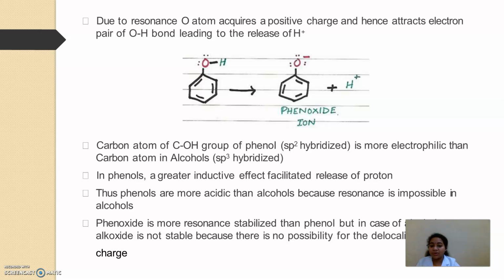The second reason is that the carbon atom of C-OH in phenol is sp2 hybridized, which we discussed already. For example, if you check here, the O group is attached to a carbon that is sp2 hybridized, but in the case of alcohols it is an sp3 hybridized carbon atom. So that is another reason. This sp2 hybridized carbon atom is more electrophilic than the carbon atom in alcohol, that is sp3. So it can act as an electrophile, so it will lead to the easy removal of H plus.